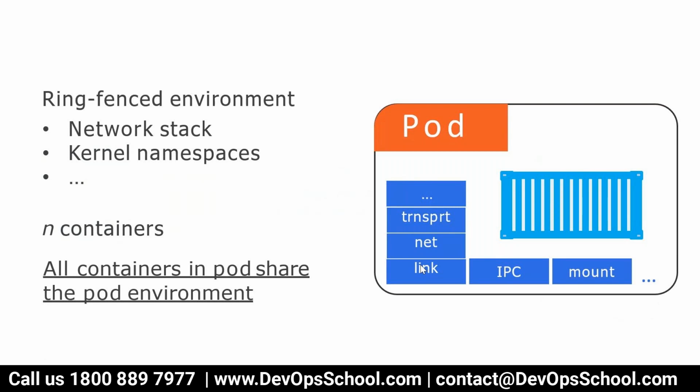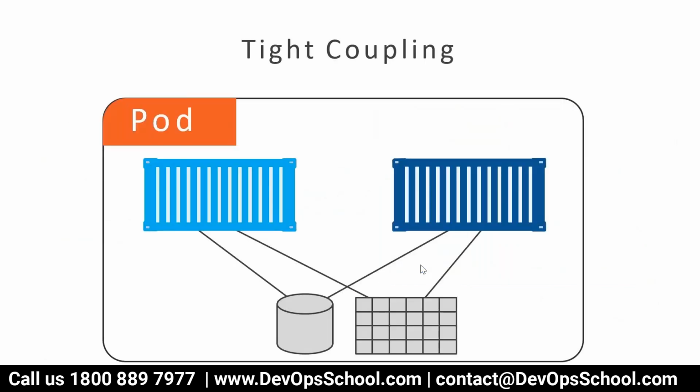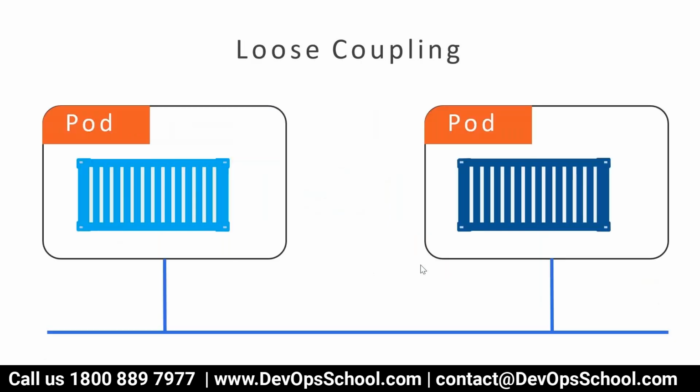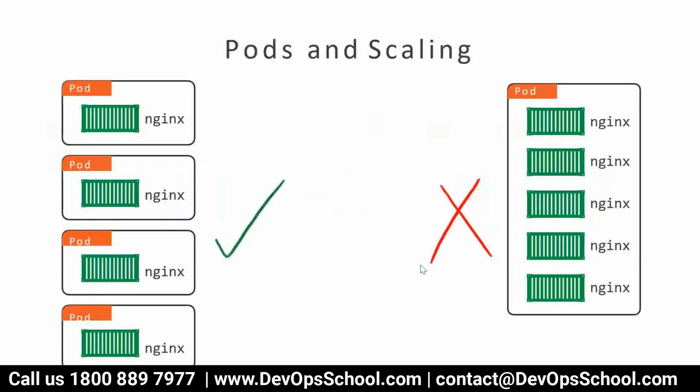So if you have two containers in a pod, you can access both containers through the same pod IP address. This is called tight coupling. When you have two containers in the same pod, it is tight coupling. When you have one pod, one container, it is loose coupling. This right side is wrong. Left side is right. Why?